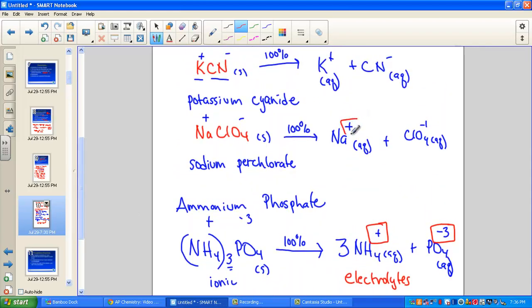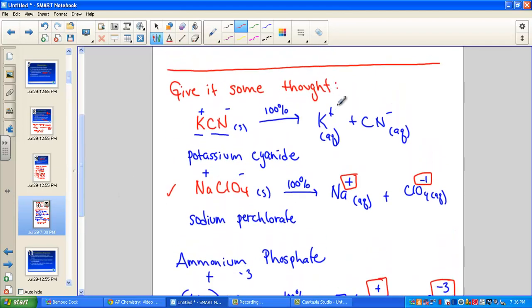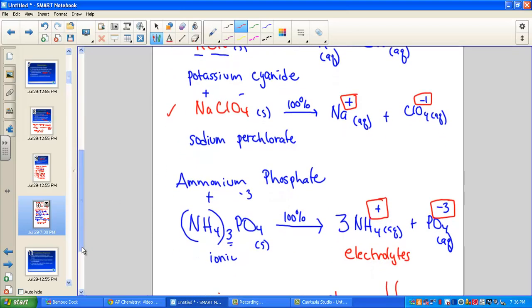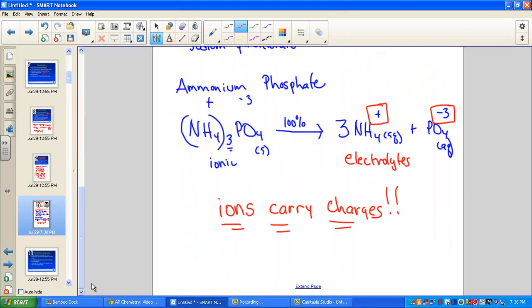If you look back up here and you do not have a +1 on your sodium or a -1 on your perchlorate, put it there, or you're going to be so mad that you get it marked wrong without those charges. Same up here. Ions carry charges. They must be there in order to earn your credit.